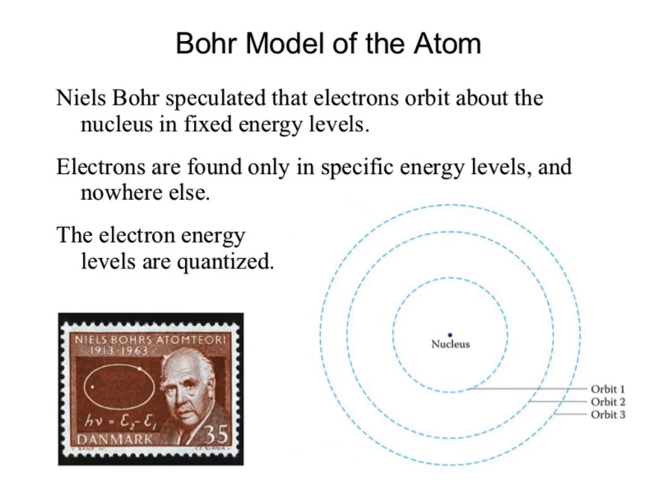Okay? This is where Niels Bohr comes in. Bohr says, based off of this observation, electrons have to exist at energy levels. We have discrete steps within this. They can't exist anywhere around the atom. They have to exist at these particular orbits. The word he used to describe this is quantized.